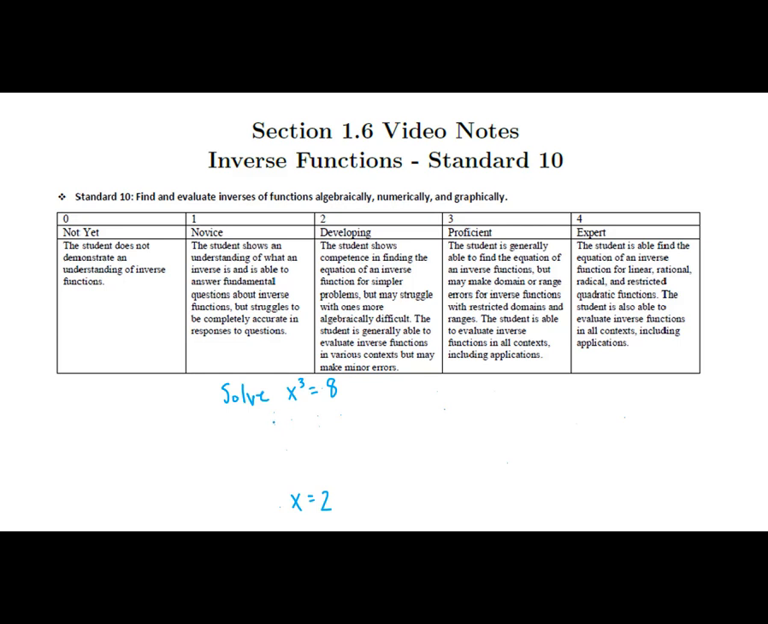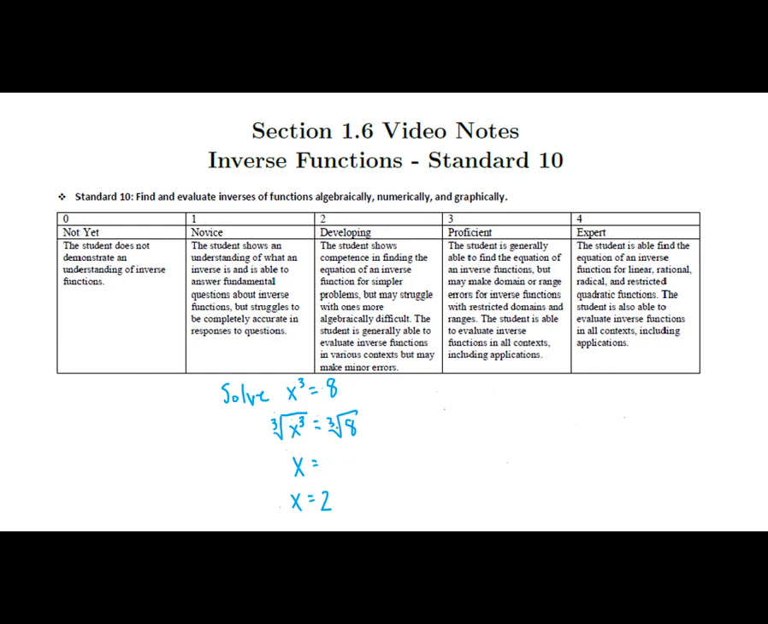Now, many of you may know this and many of you may not, but to undo the third power in the exponent, you're going to take the cube root of that side, and of course, just like always, whatever you do to the left side, you've got to do to the right side. So this cube root will undo the cube, and what's left is just x.